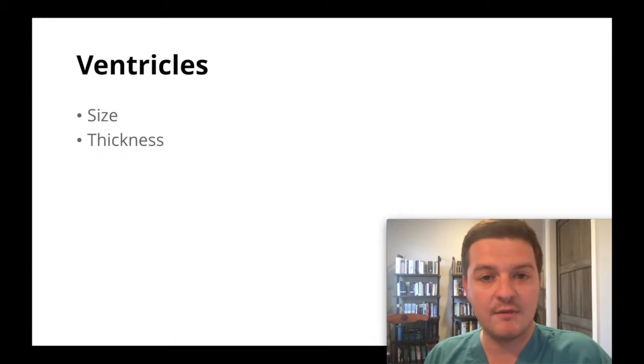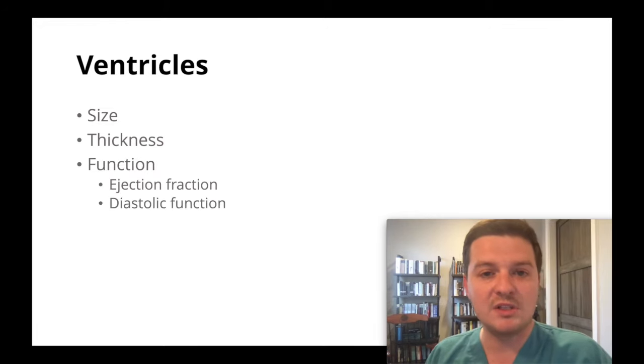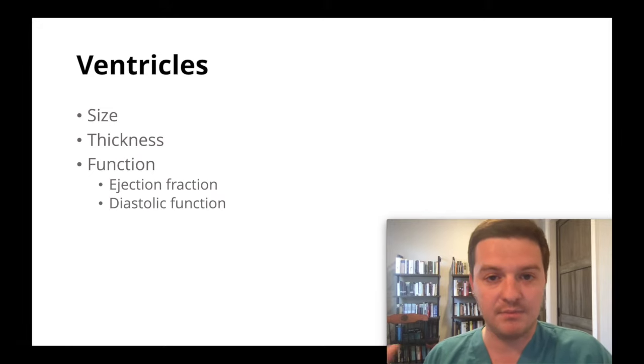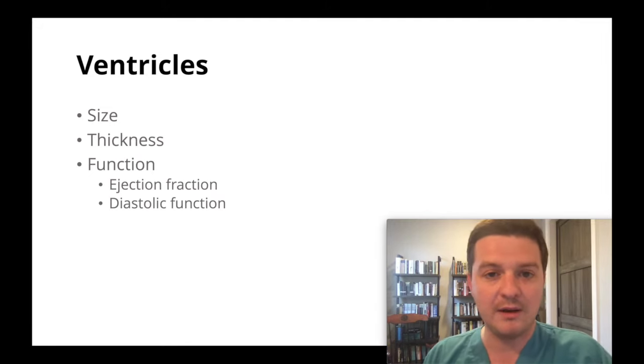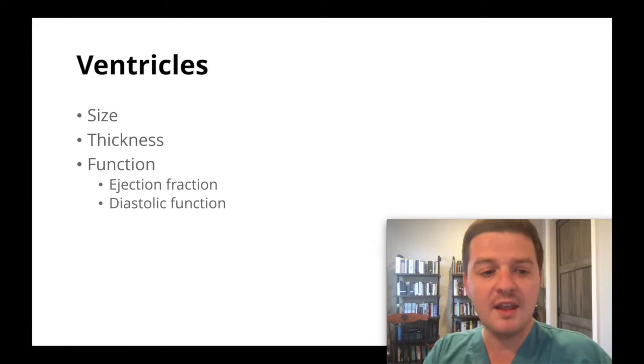The thickness of the walls, so the muscular wall of the chamber, is it a normal thickness or does it have an enlarged thickness, for example, because of longstanding high blood pressure? And then finally, what's the overall function? When the heart beats, when the chambers contract, do they contract with normal strength? Do they relax in a normal way and fill in a normal way? And some of the ways that we commonly describe function are shown here.